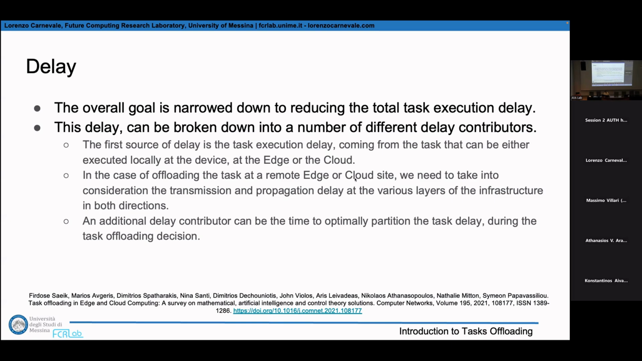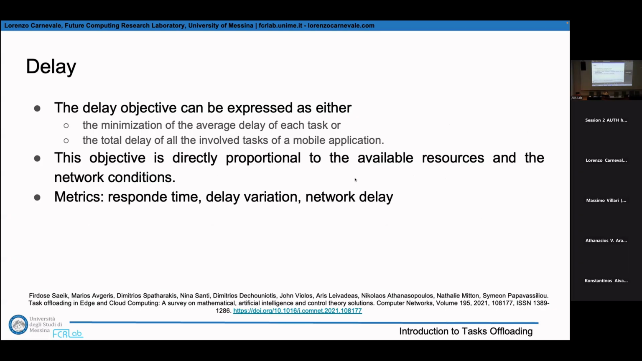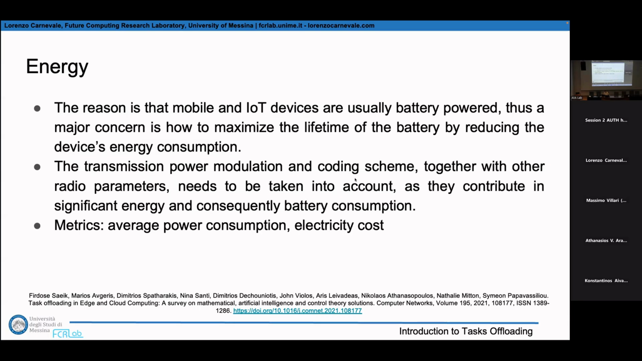An additional delay contribution could come from the partitioning of the task. Of course, understanding the amount of operations that we need to partition introduces some kind of delay. The delay objective can also be expressed as the minimization of the average delay or the total delay of the involved tasks of a mobile application. Typically, metrics are response time, the delay variation, and the network delay.